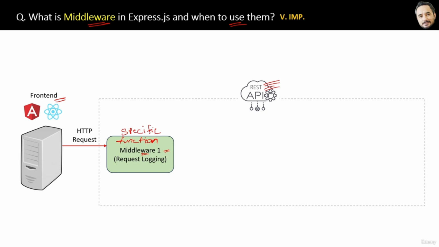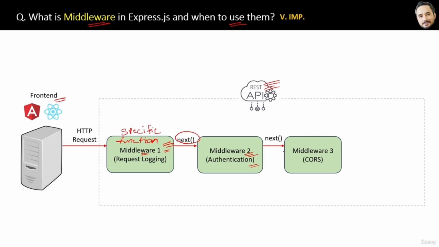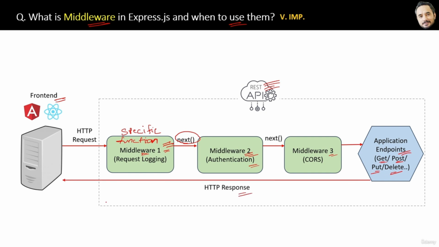Clear? Alright, now this middleware or function will perform some logic inside it. Here with the request, it will perform the logic, and then by using the next method, it will pass the HTTP request to the next middleware. Then this second middleware will also execute the code inside it and pass it to the next middleware. And only after executing all the middlewares, the request will reach the application endpoints like get, post, put, delete. And then the HTTP response will be sent back to the client.